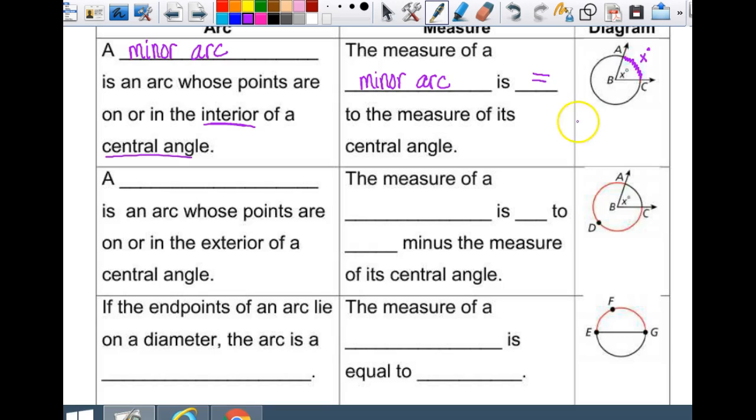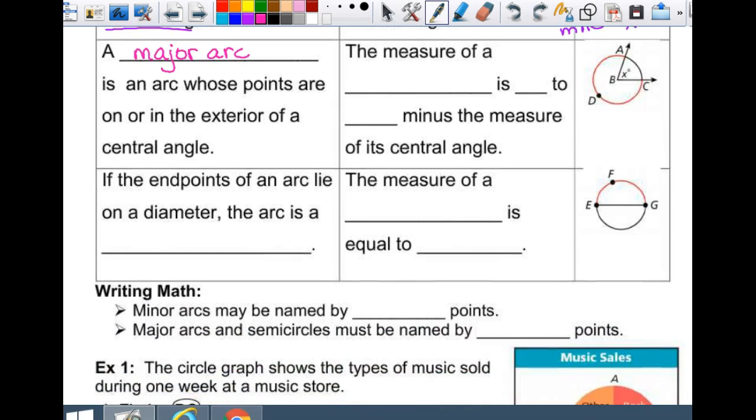So the measure of angle B is equal to x degrees. And then that is arc AC. So we put the little m in front of it to represent the measure of the arc. And that's also equal to x degrees. And that is a minor arc. Next one is a major arc.